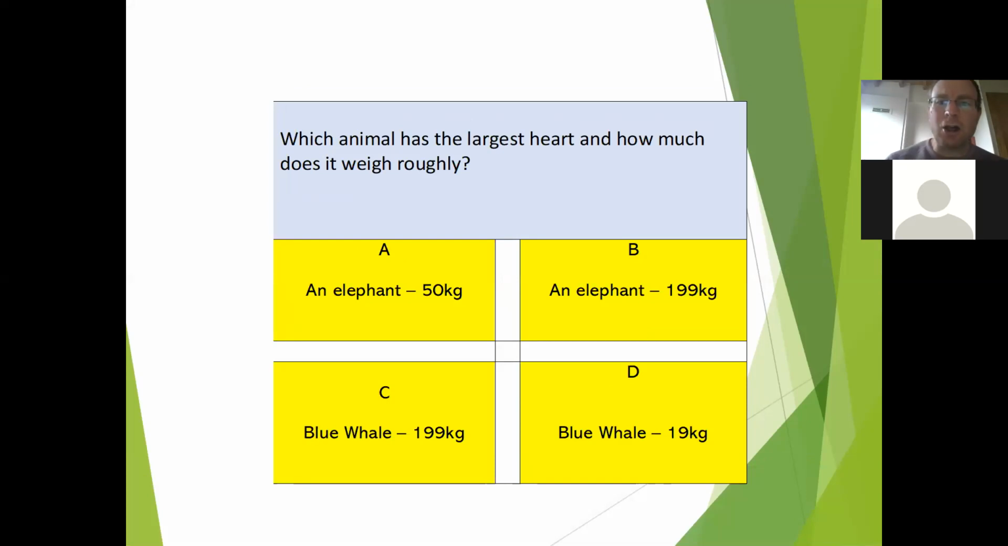So which animal has the largest heart, and how much does it weigh roughly? The heart, not the animal. Come on, let's have a look.